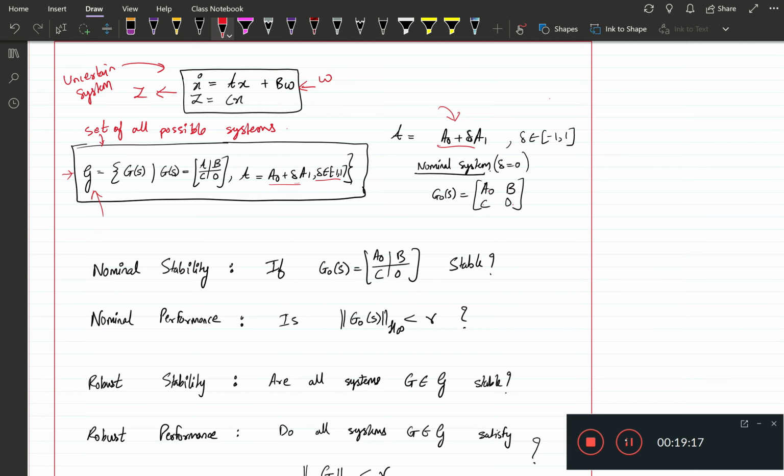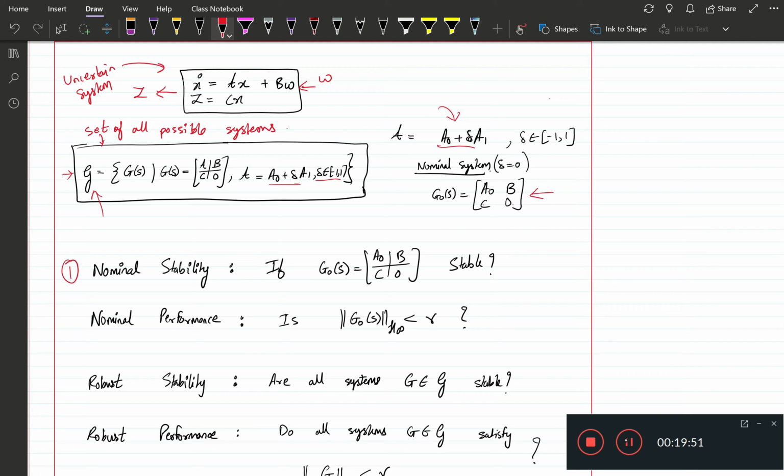Now we can ask 4 key questions for such a system. So the first question is nominal stability. So the first question would be, is the system with no uncertainty, or in other words delta equal to 0, stable? So that would be this nominal system. So that's quite straightforward. We can just neglect the uncertainty, just check whether this system is stable or not, and that's true when A0 is Hurwitz.